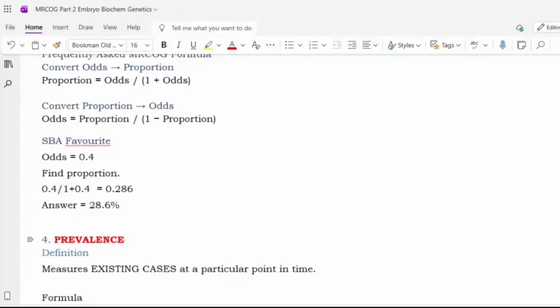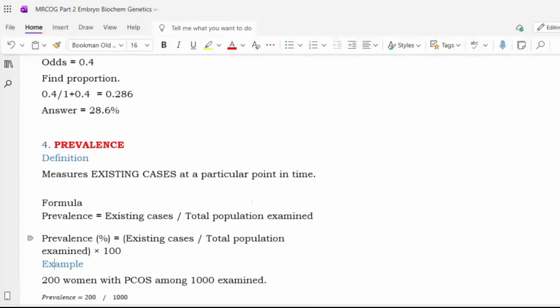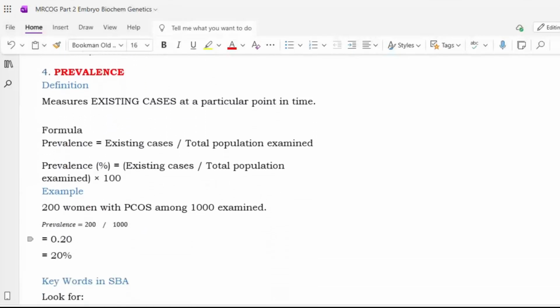Now, the next concept is prevalence. Again, this is a very frequently asked concept, so please concentrate. What does the prevalence mean? Prevalence measures the existing cases at a particular point in time. So the formula is prevalence equal to existing cases divided by the total population which is examined.